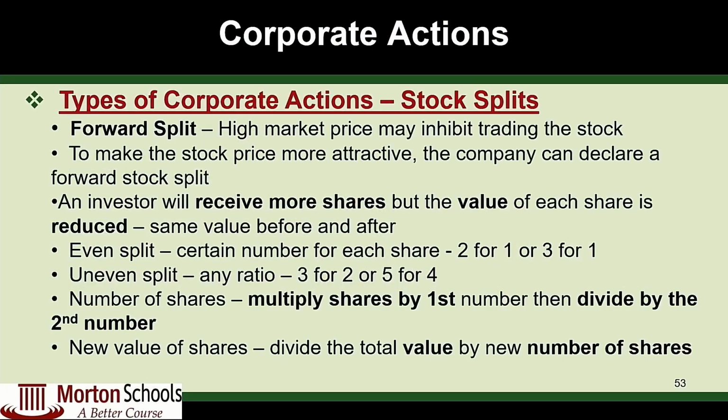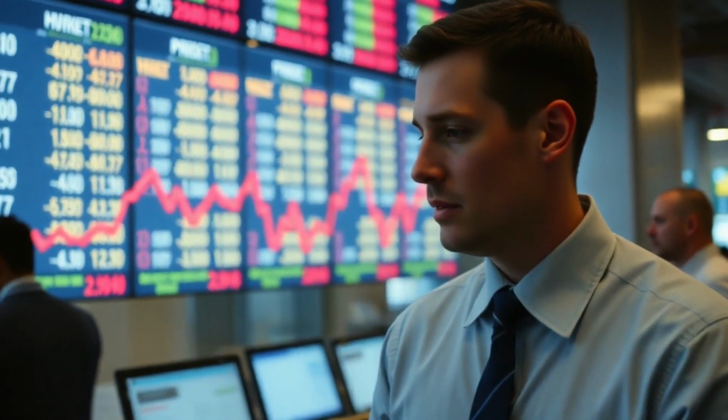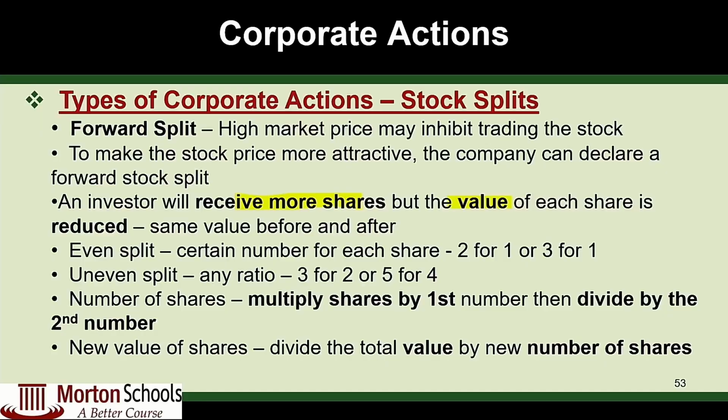Now let's talk about a stock split, since we just mentioned that. So we have forward splits and we have reverse splits. A forward split would mean we have what? We're going to get more shares, but each share will be worth less in value. We're reducing the stock price to make the stock more attractive for the average investors. An even split like 2-to-1 or 3-to-1, or even an uneven split is possible.